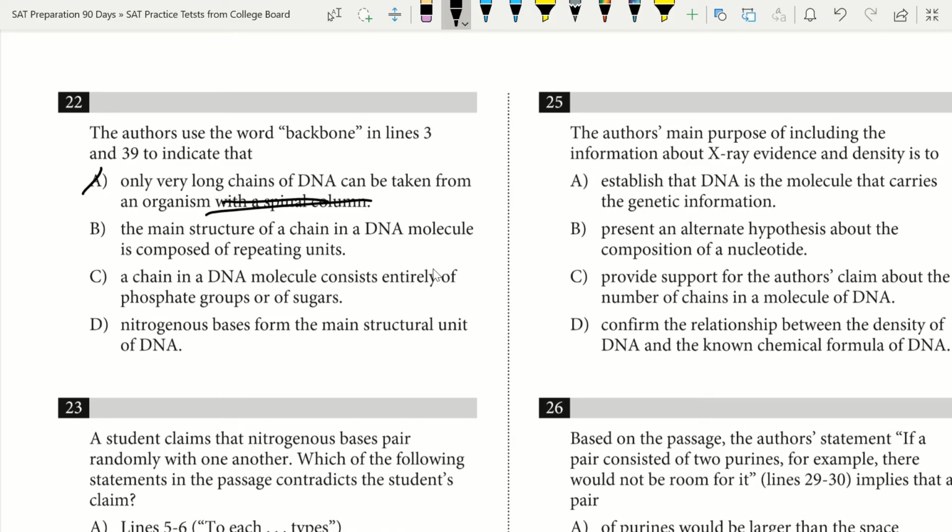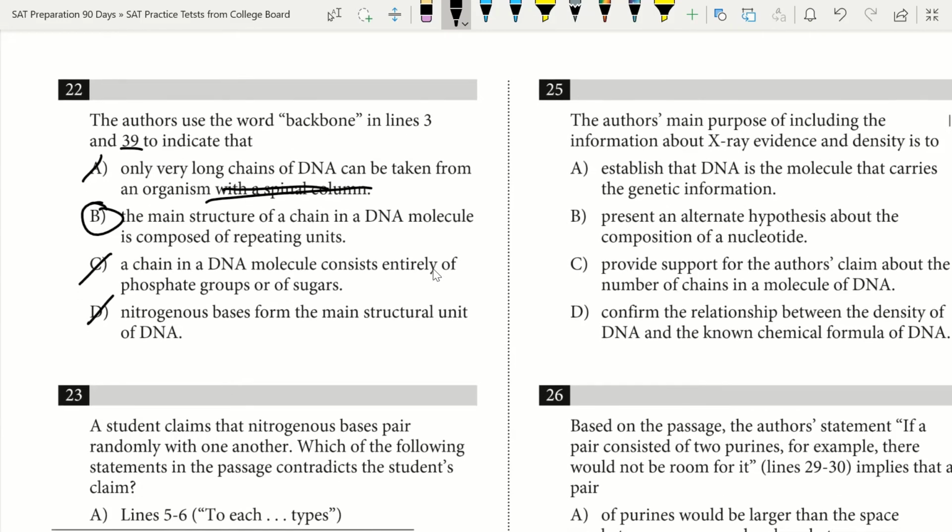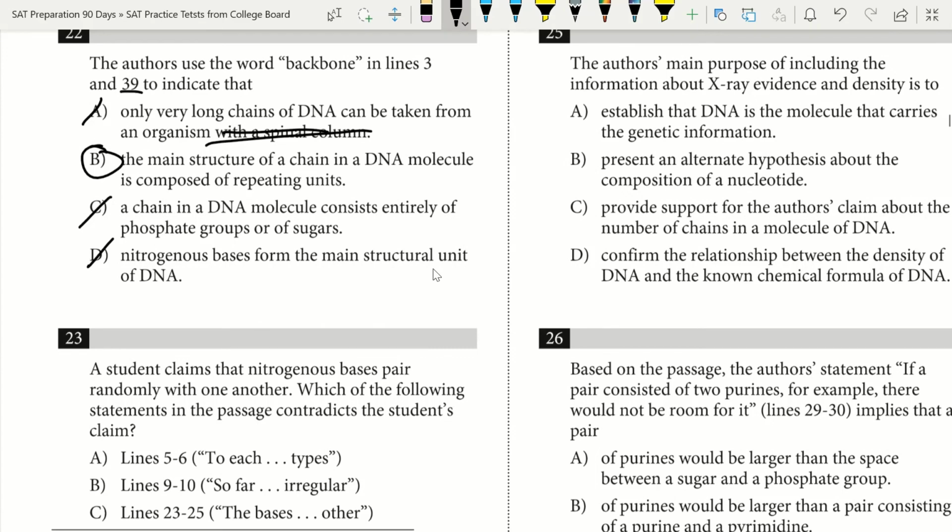We don't talk about spinal columns in particular. B, the main structure of a chain in a DNA molecule is composed of repeating units. Yes, that is true, right? We talked about how it is repeating units of sugar and phosphates. So our answer for question 22 is B, because we have a repeating sugar phosphate backbone, which we talked about in line 3 and also in 39. C, a chain in a DNA molecule consists entirely of phosphate groups or of sugars. No, it contains both. And D, nitrogenous bases form the main structural unit of DNA. Nitrogenous bases aren't the backbone. They're in between.